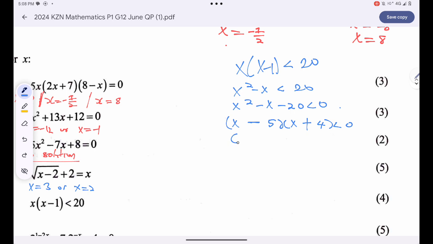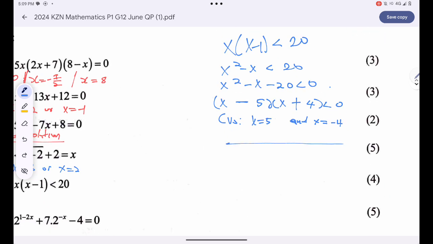And then I must write down my critical values. What are critical values? Critical values are the values of x that when I substitute on this expression over here will give me 0. I know that when x is equal to 5, I'll simply get 0, and whenever x is also equal to negative 4, I'll simply get 0. Then all I have to do, guys, is to write down my critical values on my number line. I'll have negative 4 and 5. They are both not included because there's no equal sign there. So I'll keep them like this, right?